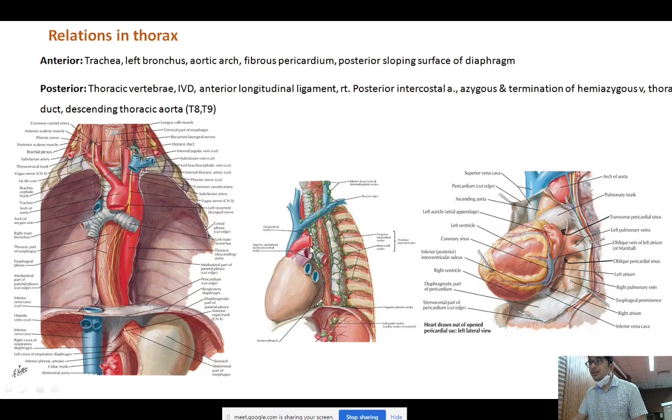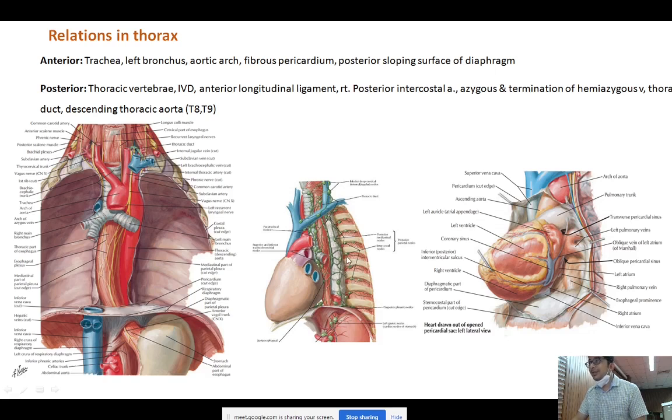What are the posterior relations? The thoracic vertebra, there is one, with the intervertebral disc in between. This thoracic vertebra is lined, and over it is the anterior longitudinal ligament.